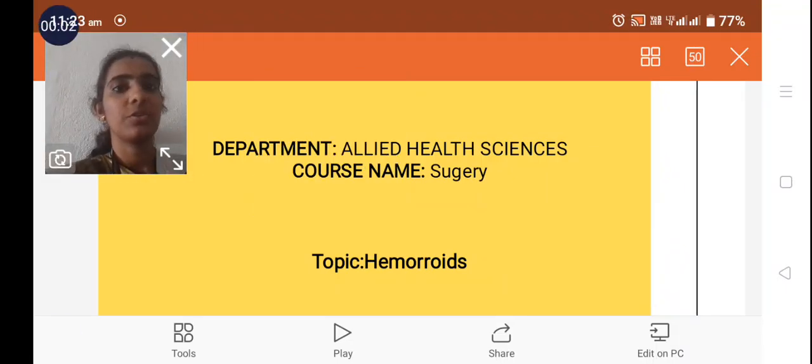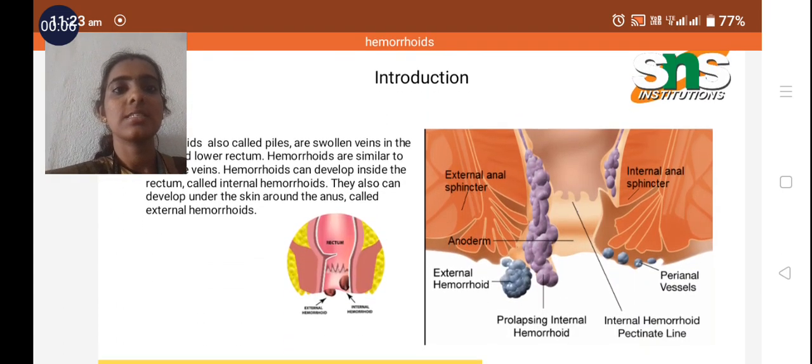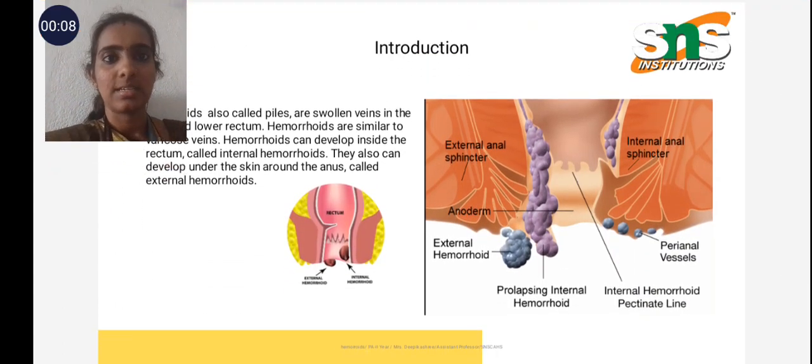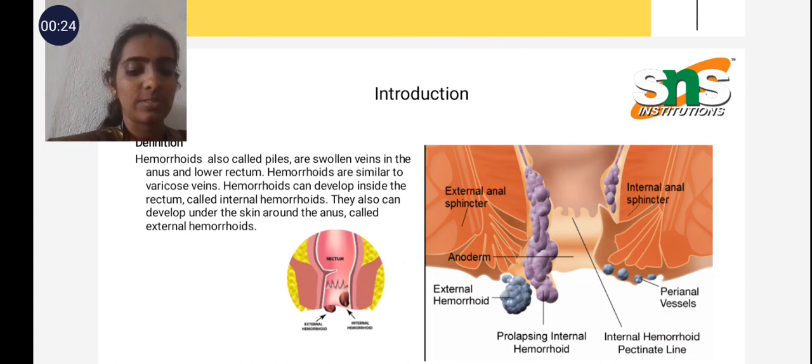Everyone, today we are going to see the topic hemorrhoids. Hemorrhoids is a condition. It is also called piles. Hemorrhoids are swollen veins in the anus and lower rectum, similar to varicose veins. Hemorrhoids can develop inside the rectum, called internal hemorrhoids. They also can develop under the skin around the anus, called external hemorrhoids.